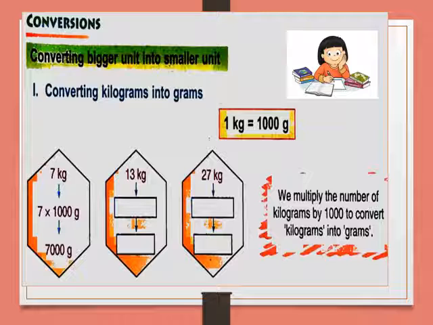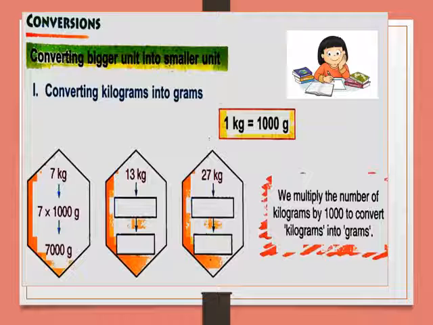Now see here how to convert bigger units into smaller ones. Converting kilograms into gram is very easy. 1 kg equals what? 1000 gram. 1 kg equals 1000 gram. So what will we do? We will simply multiply the kilogram by 1000 to convert kilogram into grams. Isn't it easy? Yes, it is.